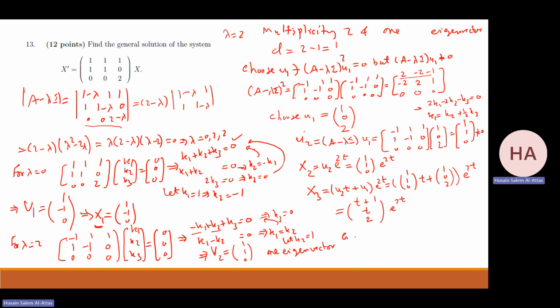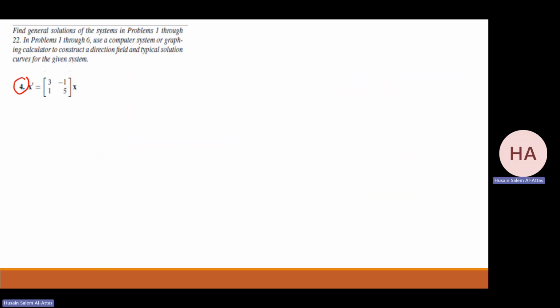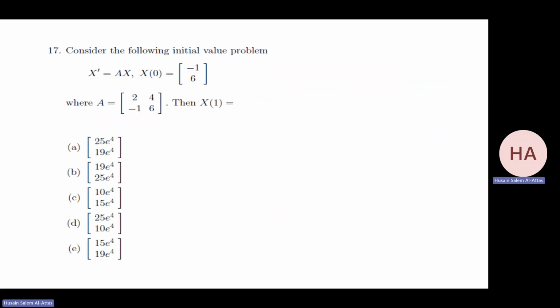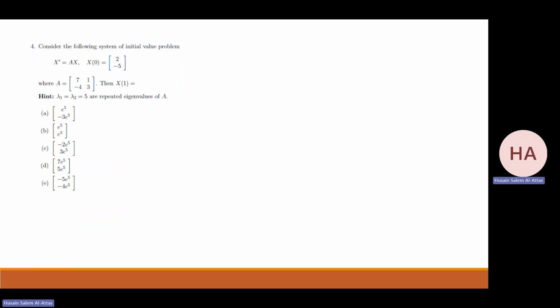What is my general solution? X will be c1 x1 plus c2 x2 plus c3 x3. That will be the general solution. You can write it this way. Otherwise, any choice of u1 gives you another answer, unless you have an initial condition, like in this one. If you have an initial condition, you should get the same answer.